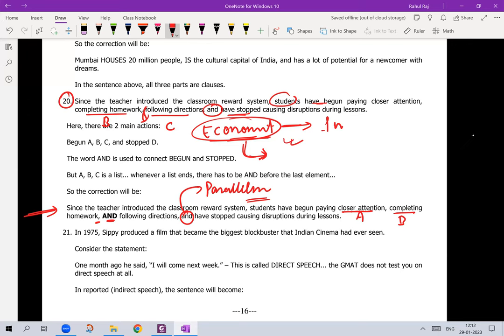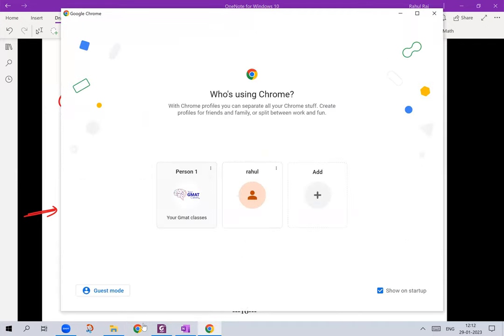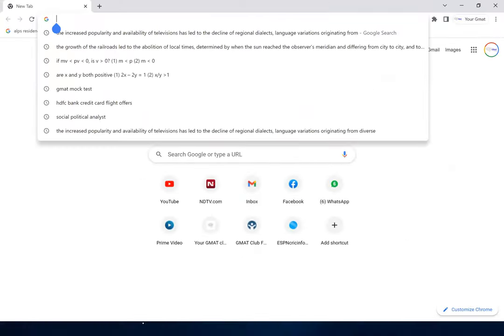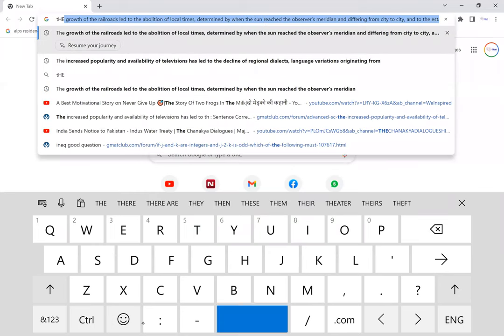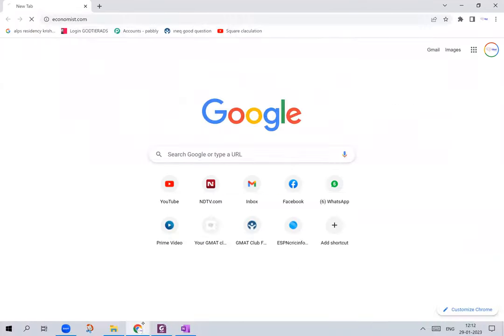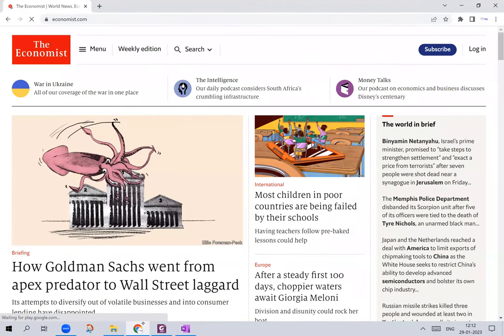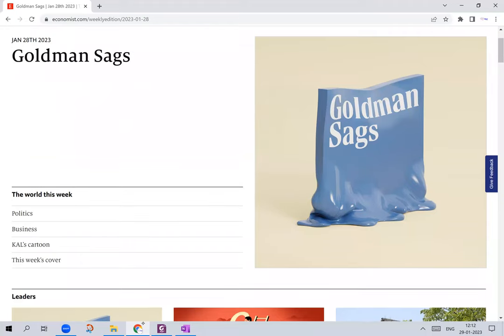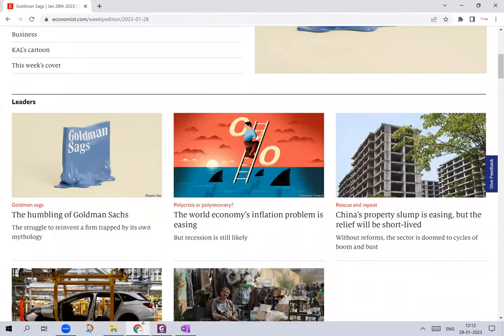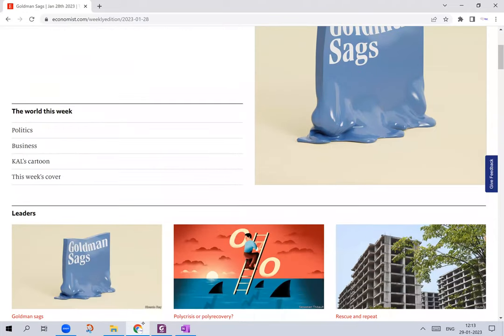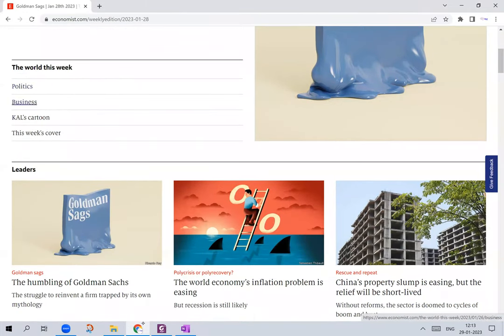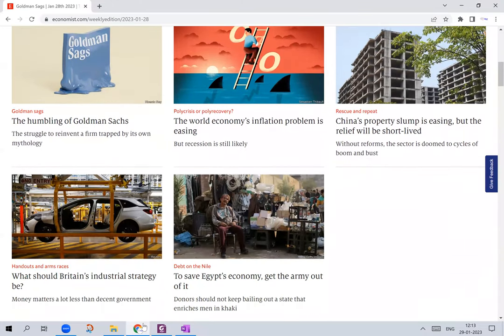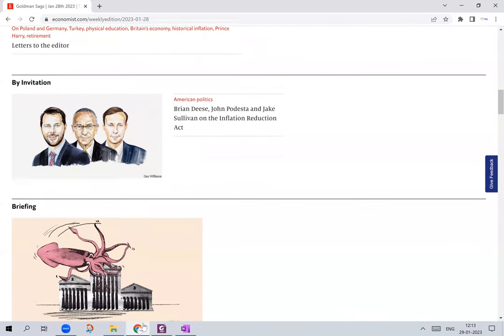But just by name, the Economist is not a finance magazine. I'll just open it for you. You just see once how the structure of this magazine is. I had the subscription, but now I've installed that browser. When you go to the weekly edition, it is such a beautiful magazine that you will forget reading everything except this magazine. You see here, topic of the week, politics, business, cartoons. And the best part is you can read about every country in the world.